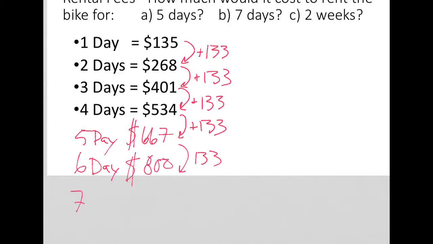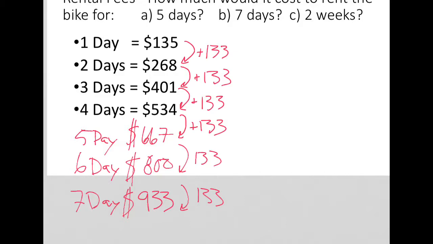And then I could add another $133 to that $800 to get the cost for 7 days, which would put me at $933 on the 7th day. And that was fine. It wasn't too much work, just adding 133 a bunch of times. But what if I wanted to know how much it cost after 2 weeks? I don't want to add $133 7 more times to get from 1 week to 2 weeks. So a better approach would be to come up with some sort of a model that would represent this.